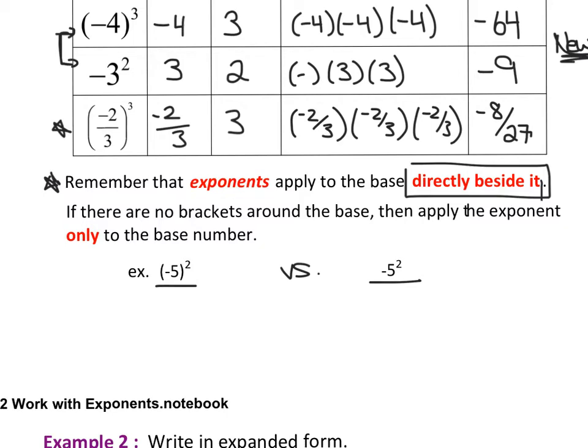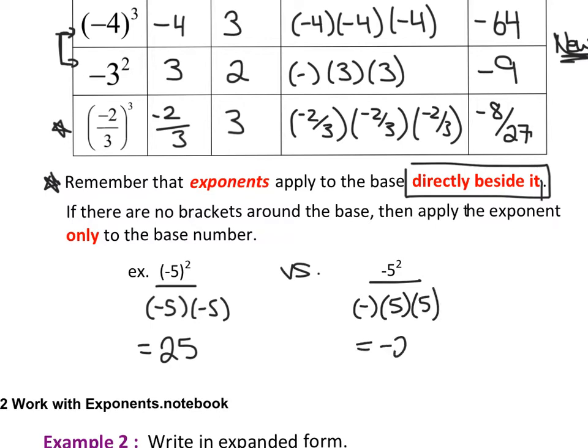So what's our answer for the first one? 25. It is 25, yeah, because we would have negative 5 times negative 5, right? Which is 25. What's the answer for the second one? Negative 25, right, because the negative out in front. We're not really focused on it with the exponent. We're focused on 5 as the exponent. Okay, so we get negative 25.